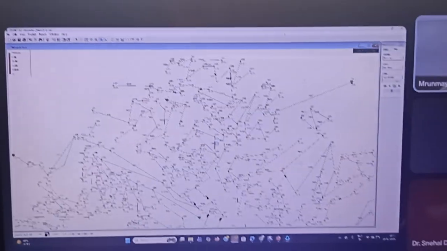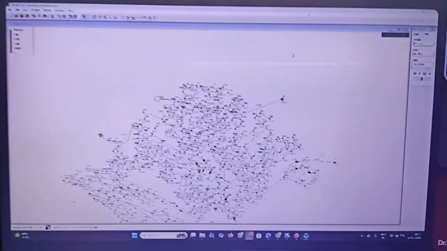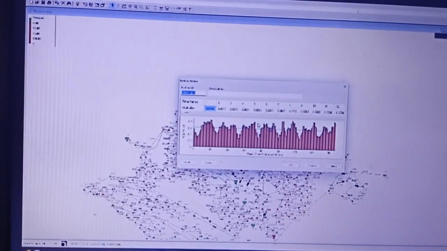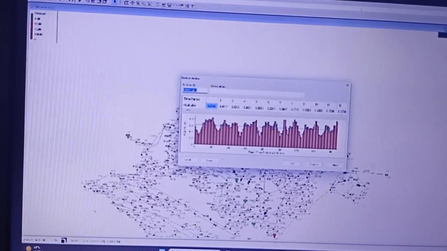So how do we give the data? If I click on one junction, you can see I have given the elevation, the base demand, and a pattern also, that is, the demand pattern. If I go into patterns, I'll show you. These are the demand patterns. I have used different demand patterns for different areas.